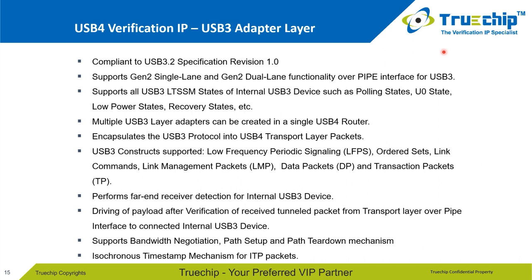Similarly, any traffic received from the transport layer is communicated back to the internal USB 3 device over the pipe interface. It helps in performing receiver detection, training in polling state, or transferring data in U0 state. Other LTSSM states like recovery, and low power states like U2, U3 are also covered here. It supports bandwidth negotiation, path setup, and tear down mechanisms as well.